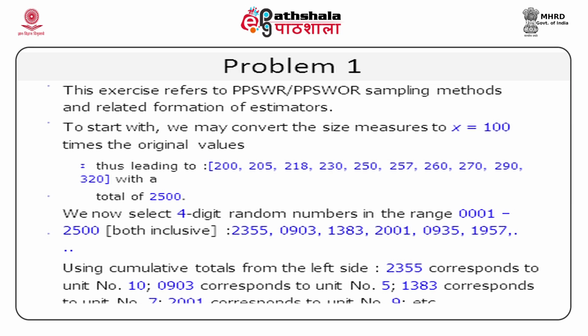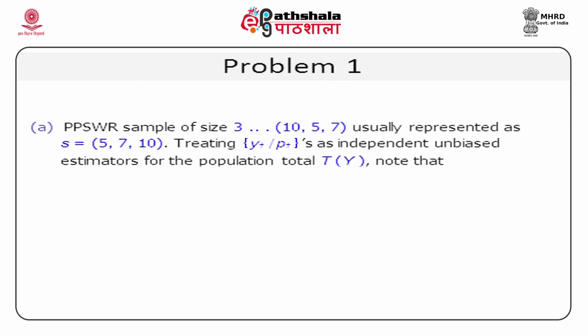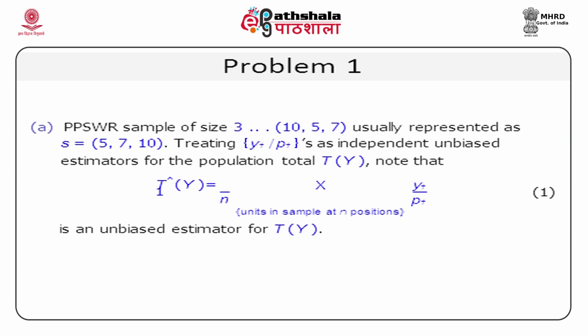So, using the cumulative totals from the left hand side, 2355 corresponds to the unit number 10, next 0903 corresponds to unit number 5 and so on. You can see how the units are coming one by one in your sample. So, for PPS with replacement sample of size 3, you got the first one as 10, next one 5, next one 7, you stop right there. Therefore, the sample is 10, 5, 7 in that order, but we generally represent it as 5, 7, 10 in increasing order of the labels.